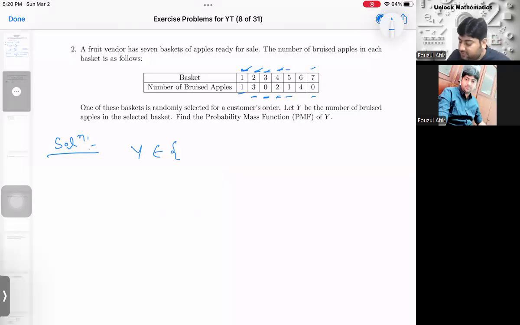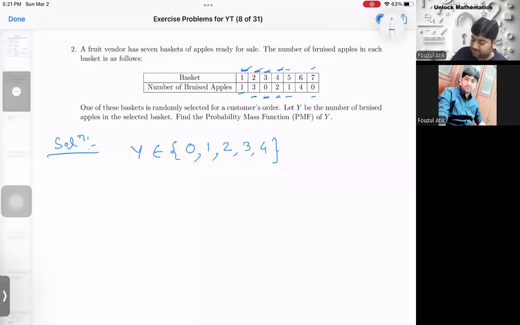If you have selected the third basket or the seventh basket, your y will be 0, no bruised apple. So y can take the value 0. If you have selected the first one and the fifth one, your y will be 1. In this way, y can take the values 0, 1, 2, 3, and 4. Those are all the values y can take, depending on which basket you select. Now find the probability mass function of y.